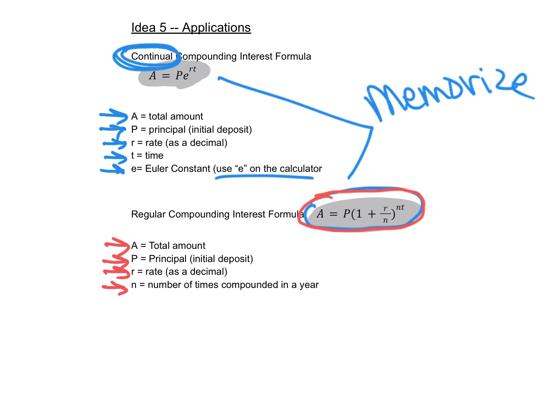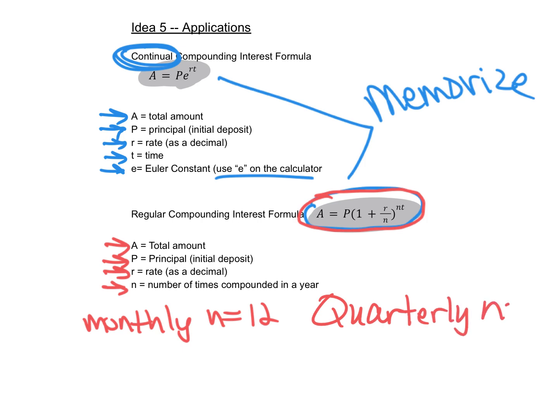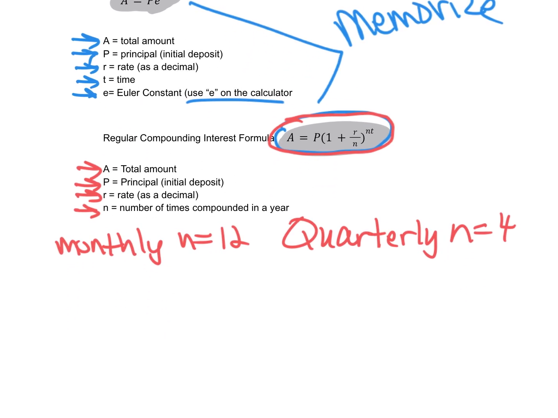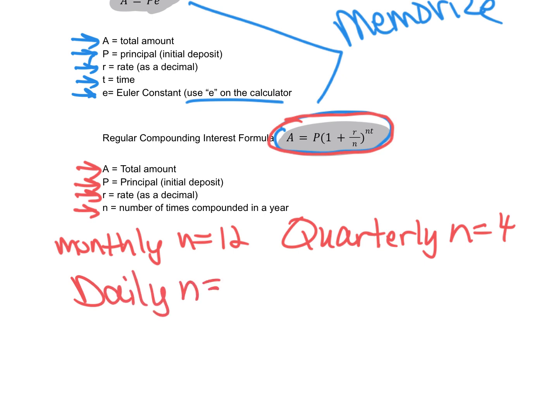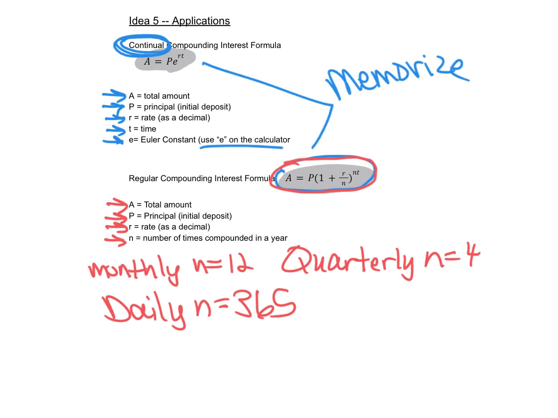So like, again, like I was saying before, if it is monthly, N would equal 12, because that's how many times. Quarterly would mean that your N would equal 4. Daily, if it was compounded daily, N would equal 365. Those are the most common ones I think that you'll see. So that's just making sure you know how to calculate with your N. So let's do a couple of examples.